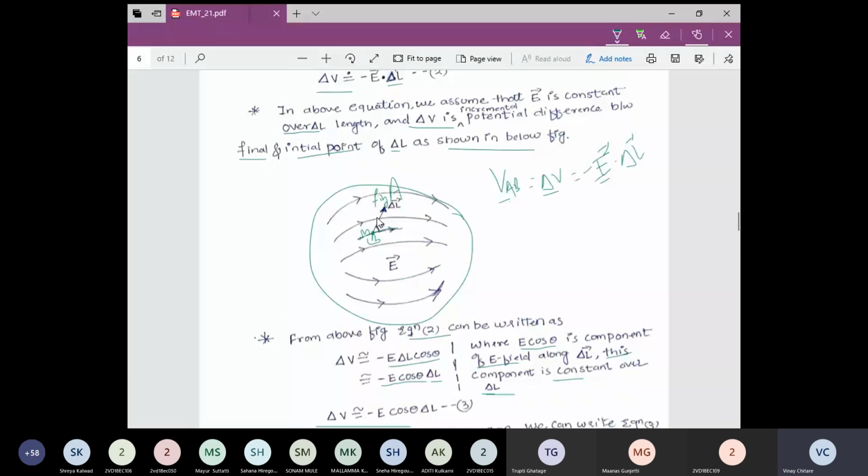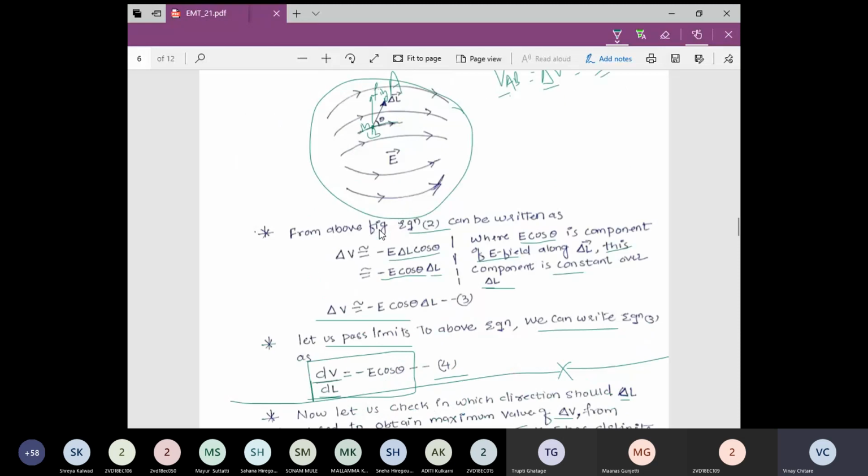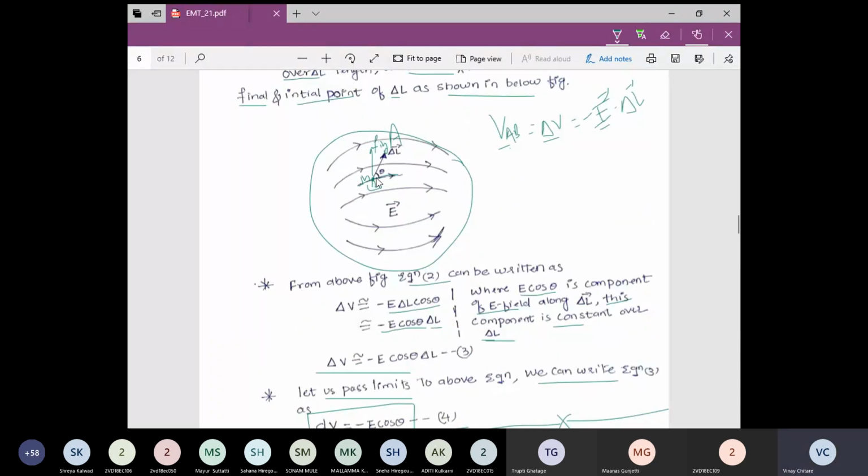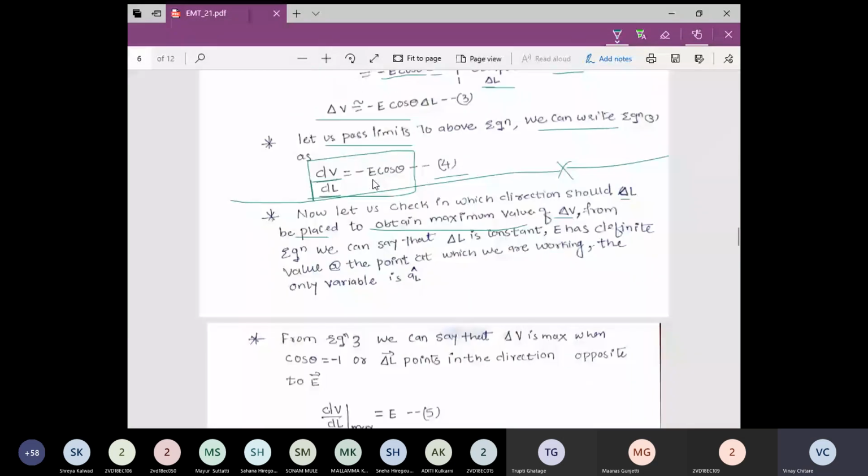So you could see that when theta is 90 degree, we know that the potential difference will be zero because no work is done, since theta is equal to 90 degree. So we cannot really place it along this. We cannot really place it along the direction of the electric field either, because we know that in order to do work, we should always be against the field.